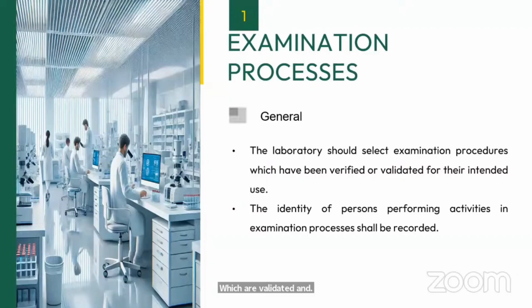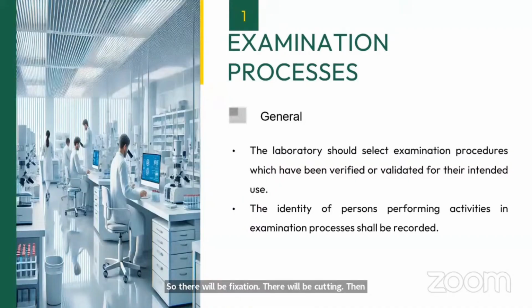Apart from that, the identity of the person performing activities in examination processes shall be recorded. So whoever has performed the key activities, their identity must be recorded. That means who has performed the examination. Suppose you are performing a test related to histopathology. There are multiple stages. Histopathology is most of the time performed by manual examination and involves a lot of manual steps. There will be grossing, fixation, cutting, then staining, and then the examination.